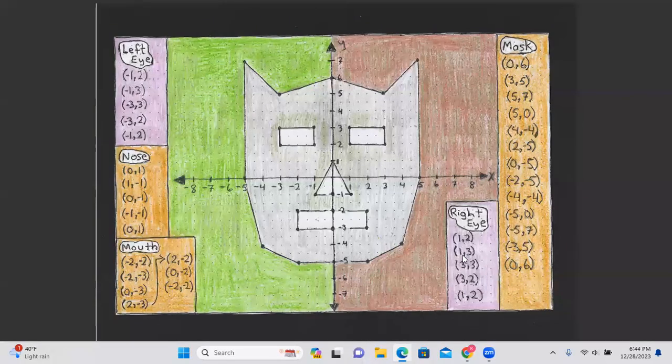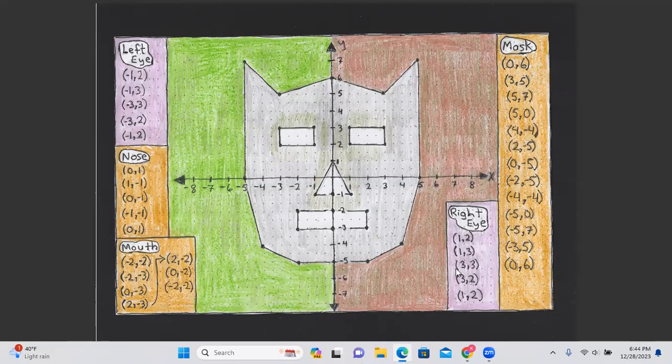And then we'll look at (1, 3), and we'll just stay at 1 and move up to 3 and make our next point. Then we will go to (3, 3), and notice how we're connecting points along the way. Then we're going to go over to (3, 2) right here, connecting these 3 points. And then finally, we're going to go back to our first point, (1, 2) right there, and connect it to make our right eye.